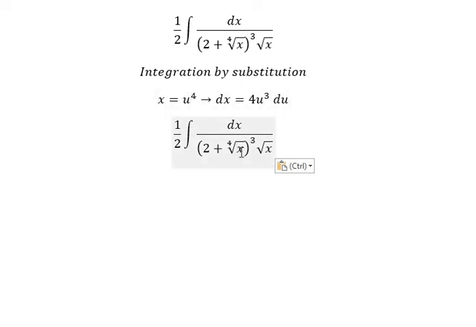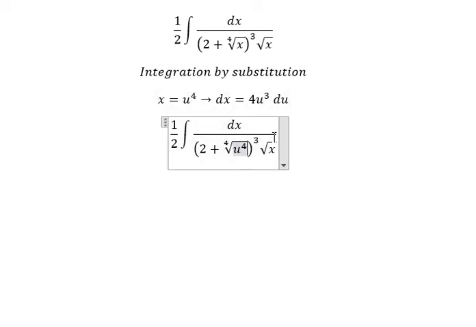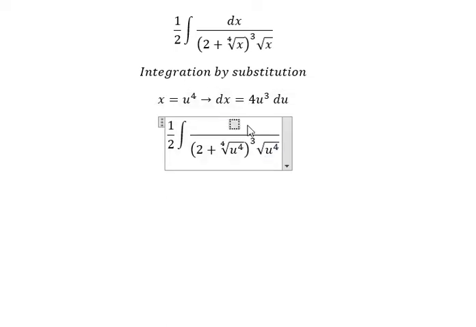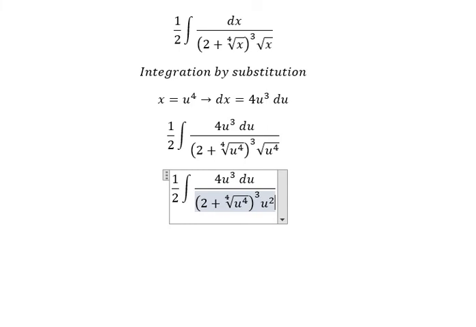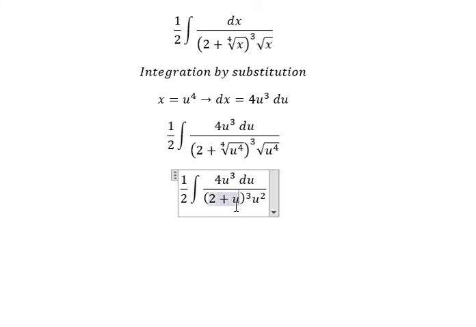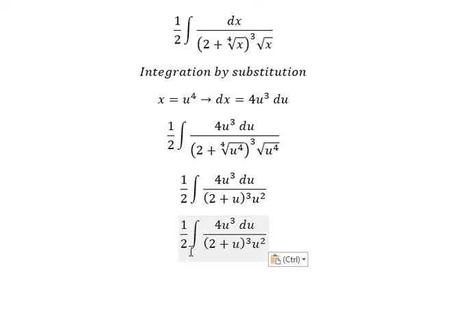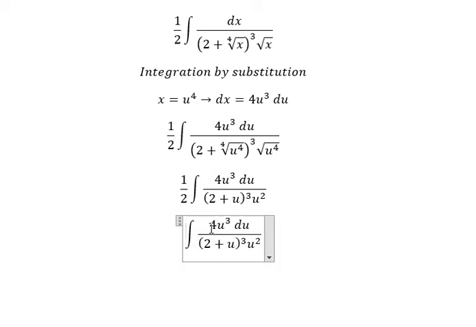So we put this one in here and here. The s we change by this one. So this one you get u squared. This one you get u. Number 4 divided by 2, you get number 2 in here. u to the power of 3 divided by u squared, you get u in here.